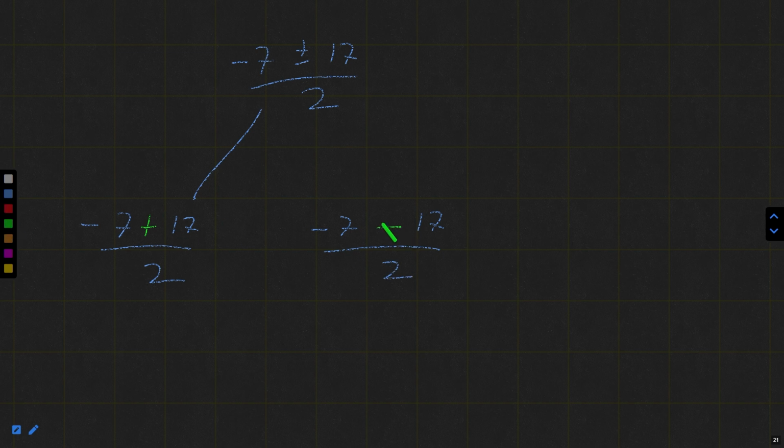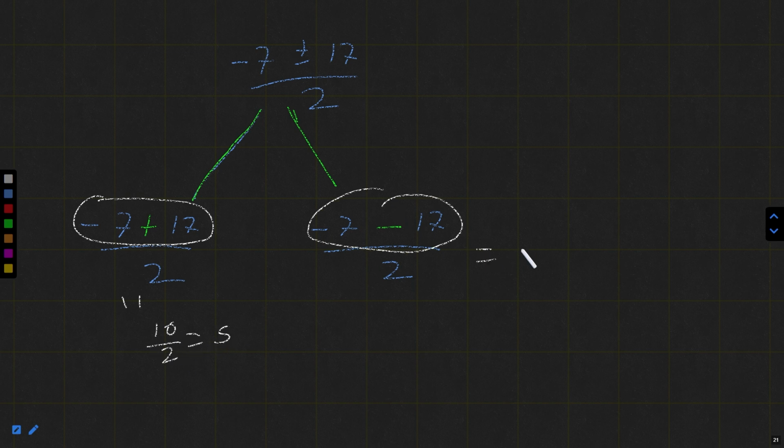So it is minus 7 plus 17 by 2, and minus 7 minus 17 by 2, two cases. First this one, second this one. Solving the first, in the numerator I get 10 by 2, which is 5. In the second, in the numerator I get minus 24, and minus 24 by 2 is minus 12. So b is 5 and b is minus 12, as this is the value for x, or b.